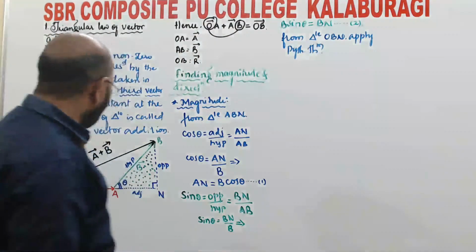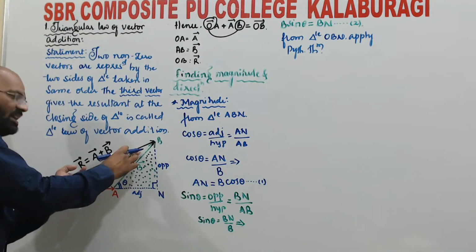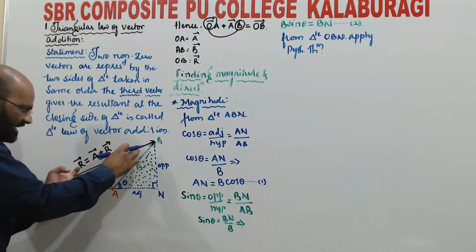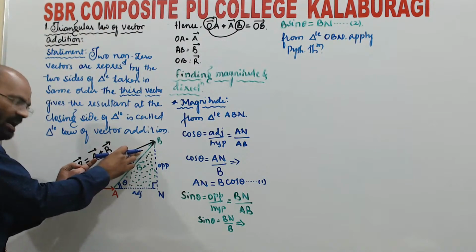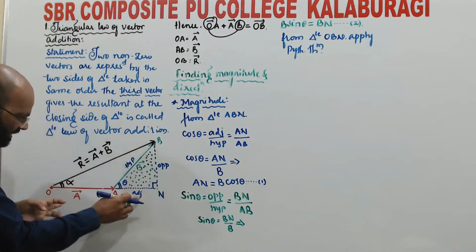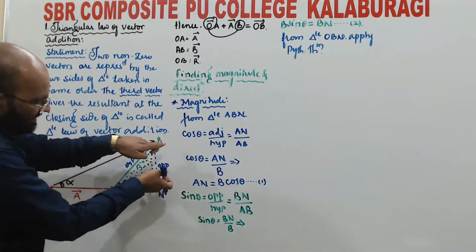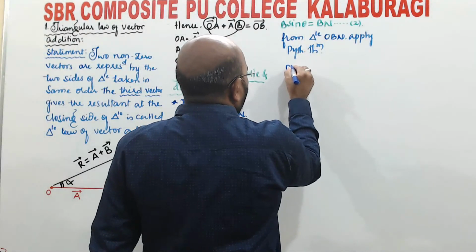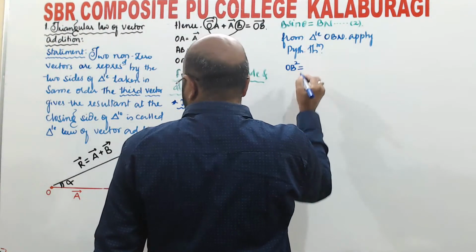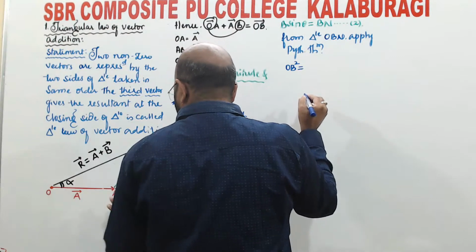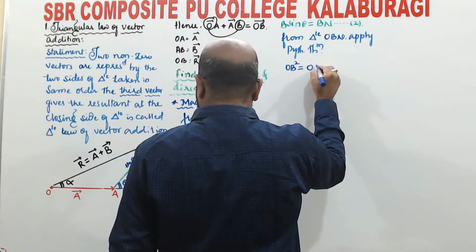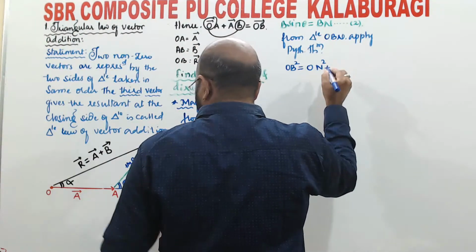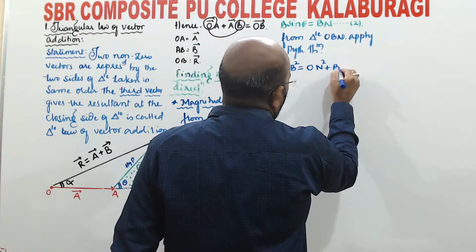Applying the Pythagoras theorem, what do you get? Hypotenuse square, because we need the resultant. Hypotenuse square is equal to base square plus height square. Then what do you get here? OB square is equal to ON square plus BN square.